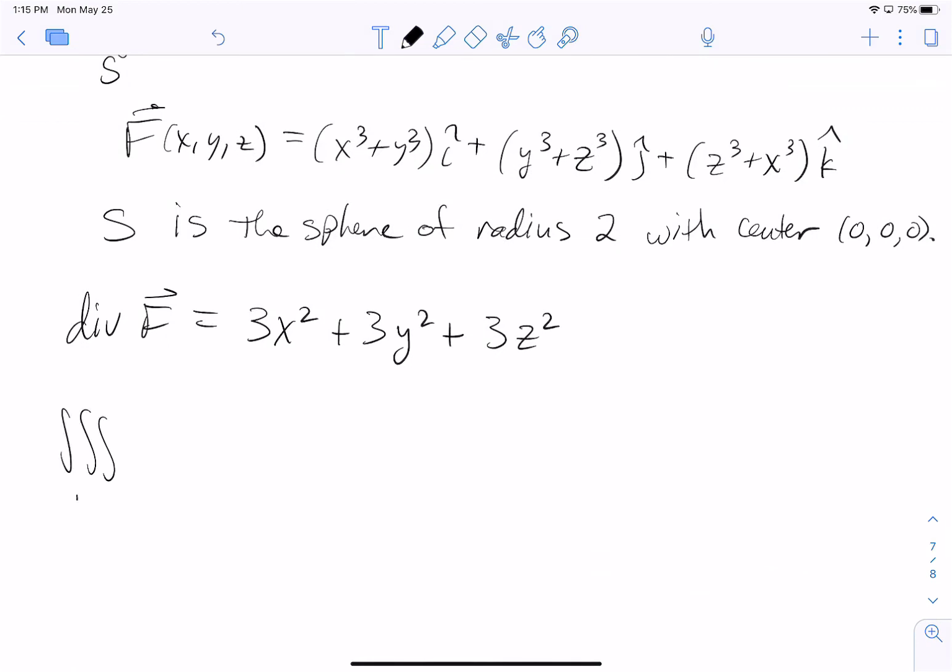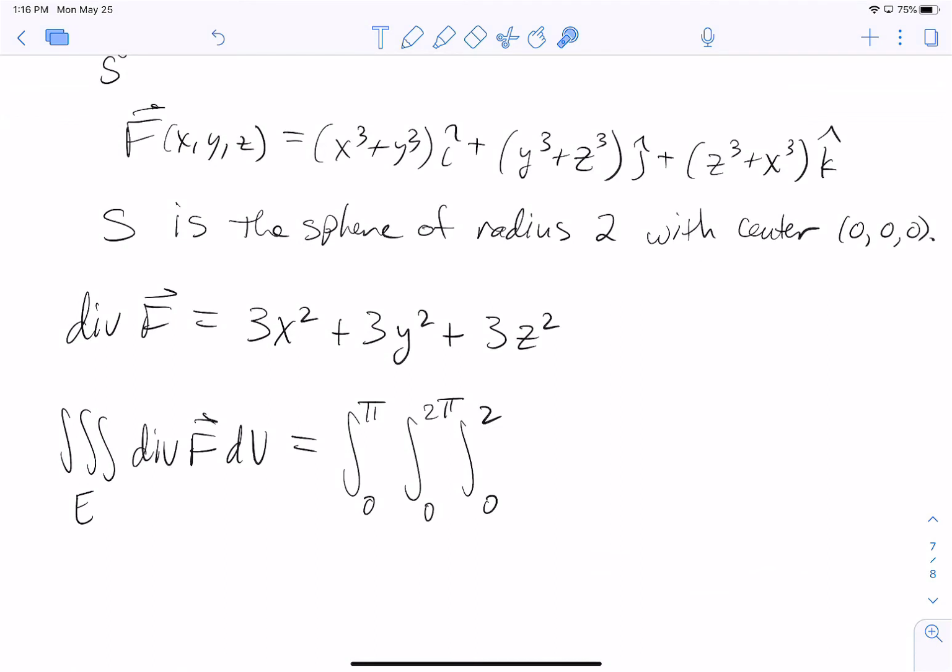The triple integral over E then of the divergence of F dV is equal to, well, folks, E is bounded by a sphere of radius 2, so I'm going to go with spherical coordinates. We have the entire sphere, and so we're going to let phi go from 0 to pi, theta go from 0 to 2 pi. Our sphere is of radius 2, so rho is going to go from 0 to 2. And as you can verify, 3x squared plus 3y squared plus 3z squared is the same as 3 rho squared. Converting to spherical coordinates means that we have our rho squared sine phi d rho d theta d phi.